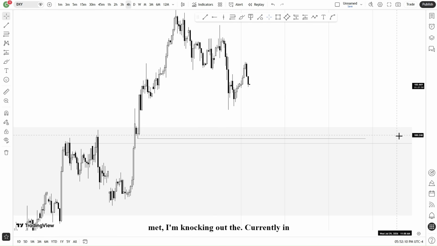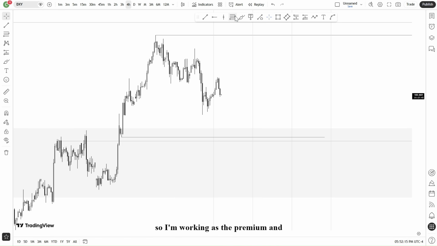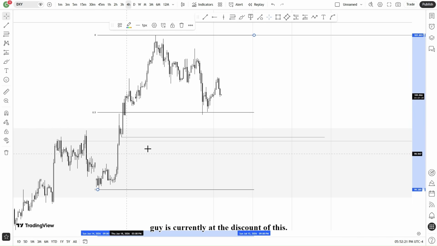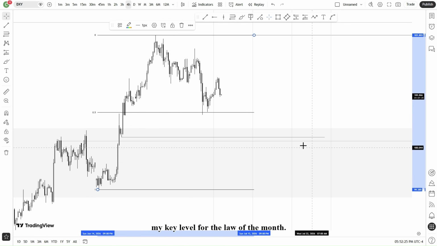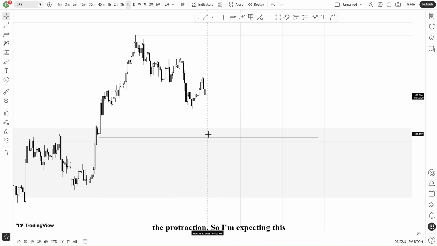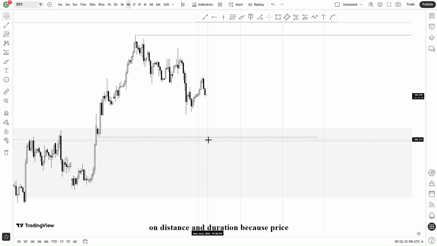I'm marking out the current daily range. So I'm marking out the premium and discount level of the price range. If you mark out this guy, you see that this guy is currently at the discount of this. So I'm expecting this pivot to be my key level for the low of the month. Remember, the bigger the range, the deeper the protraction. So I'm expecting this level to be made at least week 2 based on distance and duration, because price has to dig deeper. The bigger the range, the deeper the protraction.